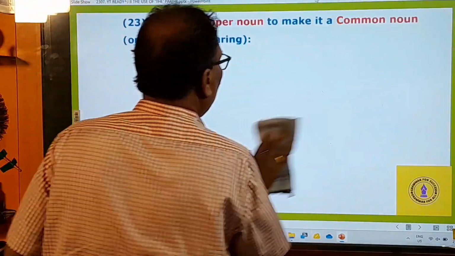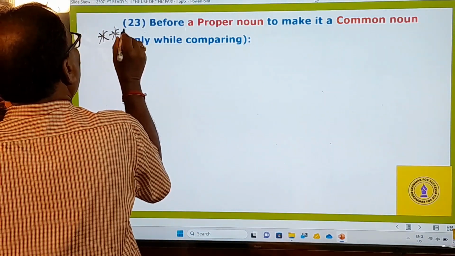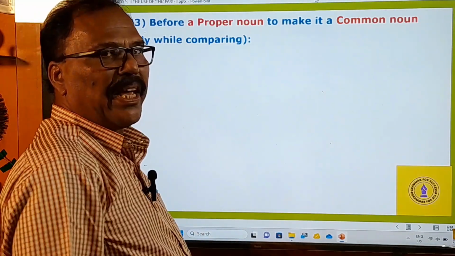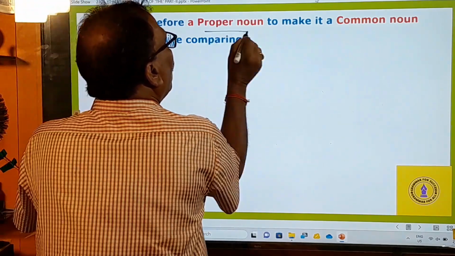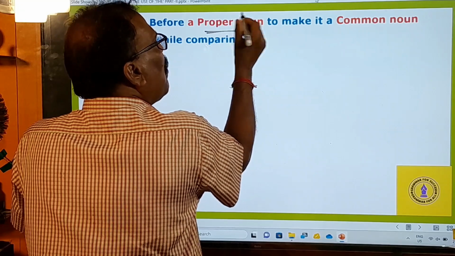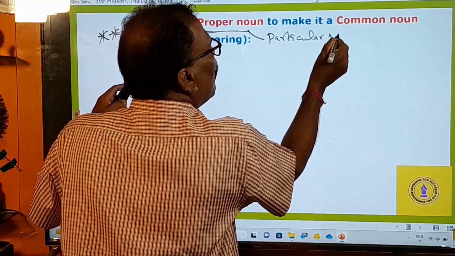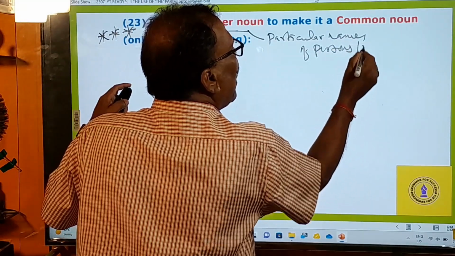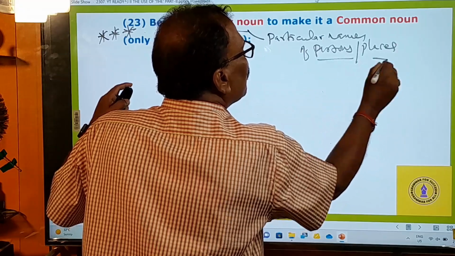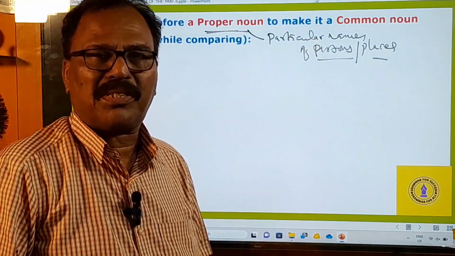Before a proper noun, to make it a common noun, it's again an important one from the examination point of view, from a competitive examination point of view. This is again a very important one. Proper noun. First, you try to understand this proper noun. Proper noun means particular names of persons and places. Particular names of persons and places are called proper nouns.